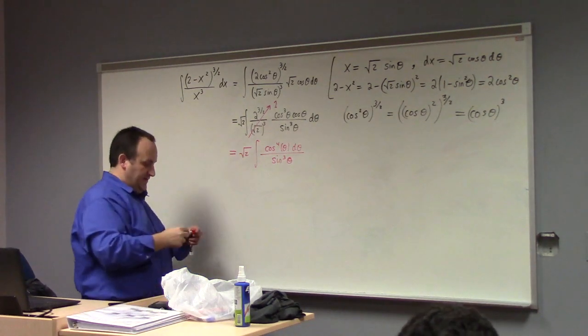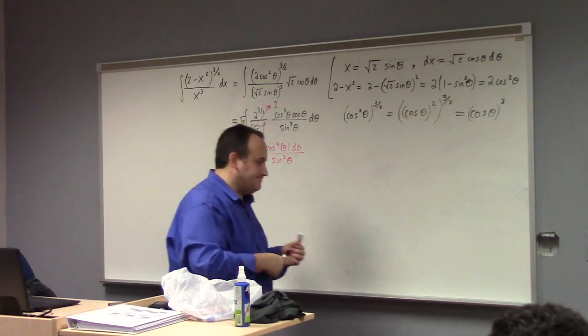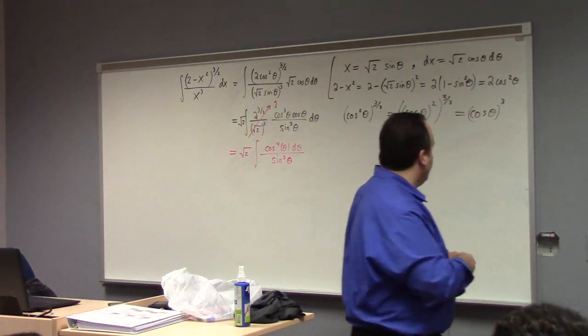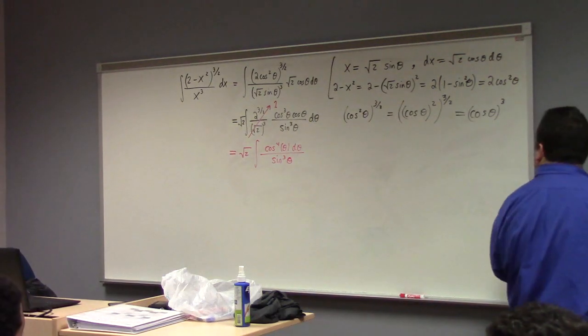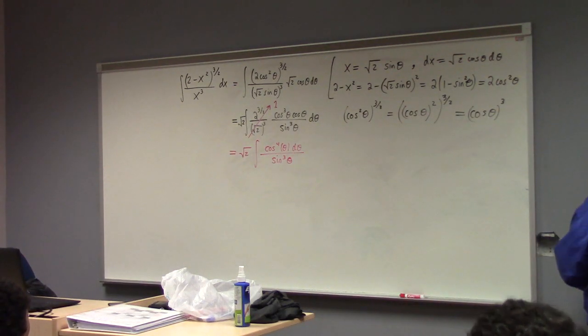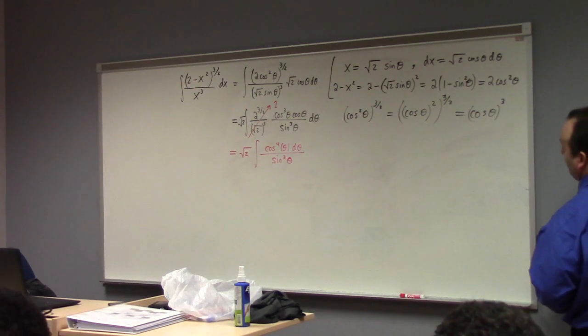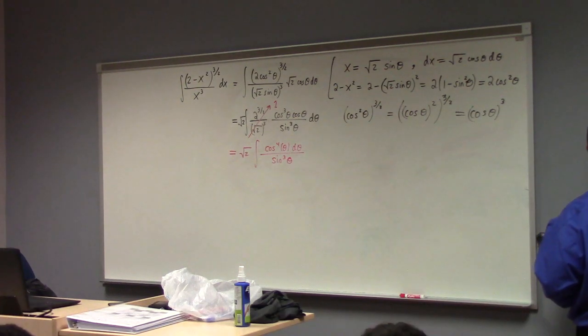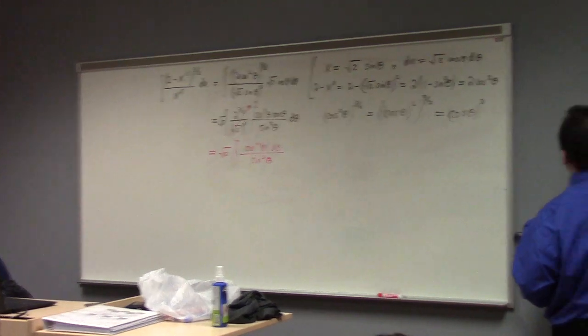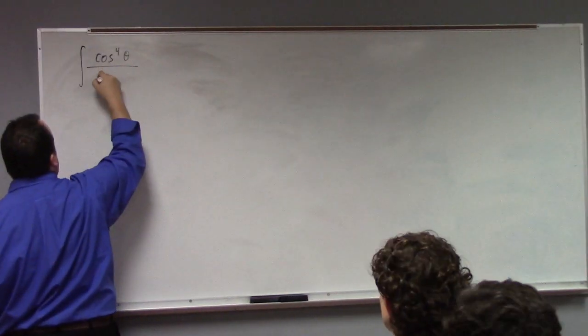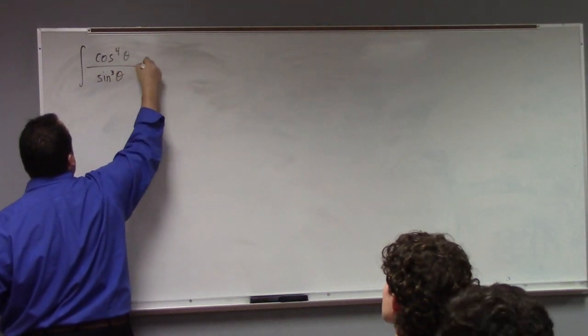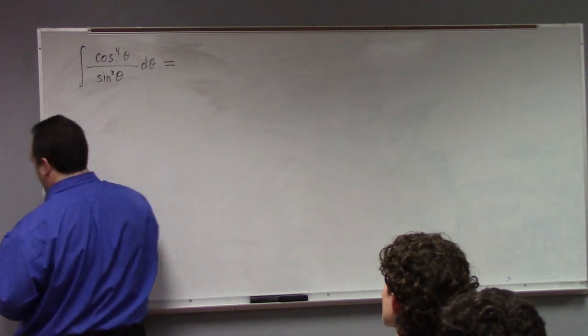How would we do this integral? I'm going to do it over here. Integral of cosine to the 4th of theta over sine cubed theta d theta. How are we going to handle this thing here?